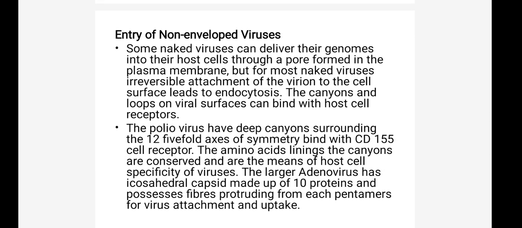Then how is there the entry of non-enveloped viruses? Now these non-enveloped viruses are nothing but the naked viruses, which deliver their genome into the host cells through a pore formed in the plasma membrane. But for most naked viruses, there is irreversible attachment of the virion to the cell surface, which leads to endocytosis. The canyons and the loops on the viral surfaces can bind with the host cell receptor.